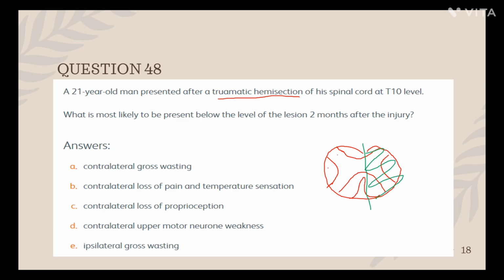So what all will be affected? You have to know where each of the tracts crosses. So the dorsal column crosses only at the medulla. So if the dorsal column is coming through this dorsal area, it's going up, and only at the medulla do they cross. So when there is a left-sided lesion, ipsilaterally they lose dorsal column sensation, which is touch, vibration, and proprioception.